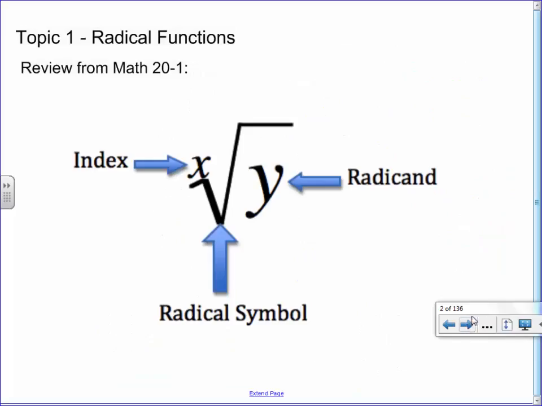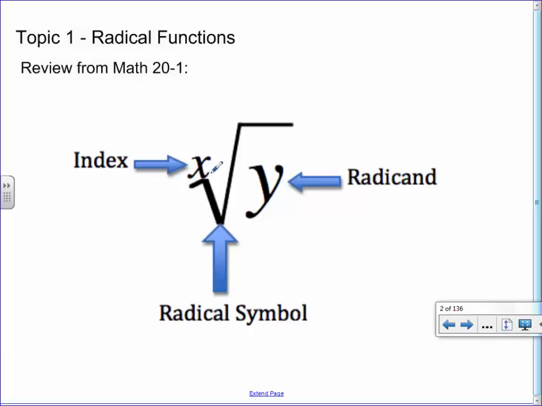Okay, so let's do some review on what radicals are. I just want to talk about the properties of these things first. Most of this will be a review of terminology. Do you guys remember all these words? Index, radicand, and radical symbol. What's the index of a square root? 2. We don't write the 2 in that corner there, but a square root puts a 2 here.